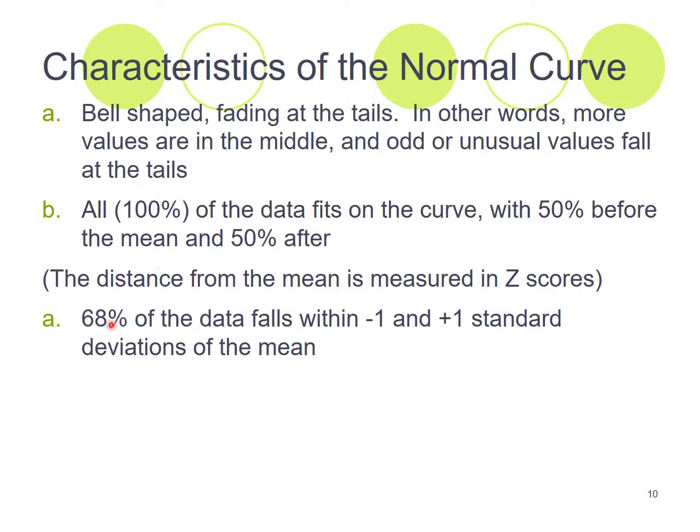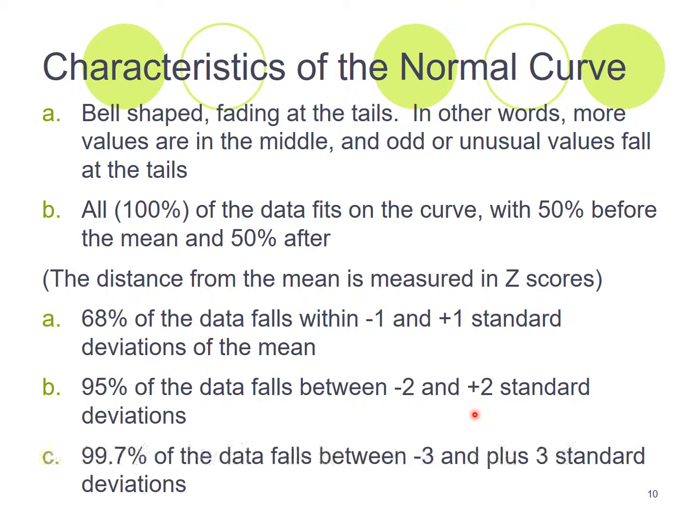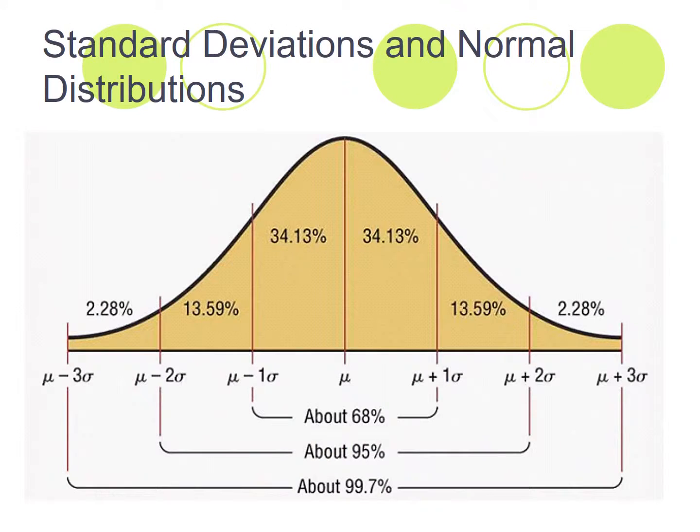Okay, now for standard distributions, 68% of the data falls within plus or minus 1 standard deviation of the mean. 95% of the data falls between -2 and +2 standard deviations of the mean. And 99.7%, practically everything, of the data falls between -3 and +3 standard deviations of the mean.